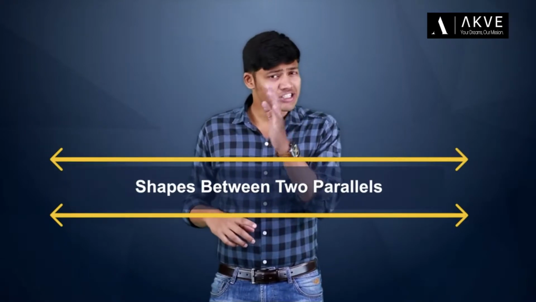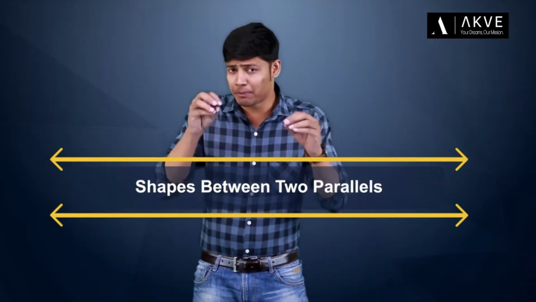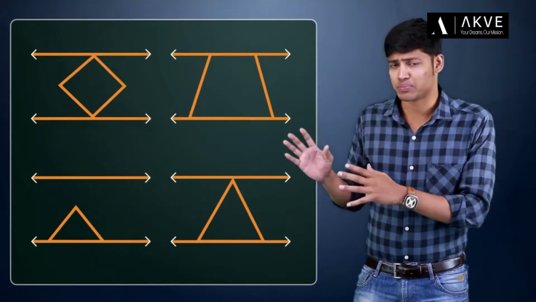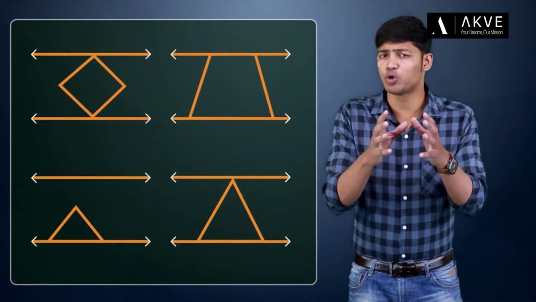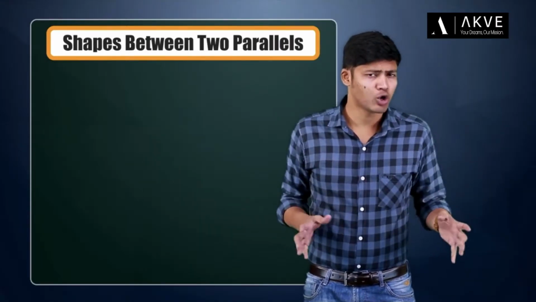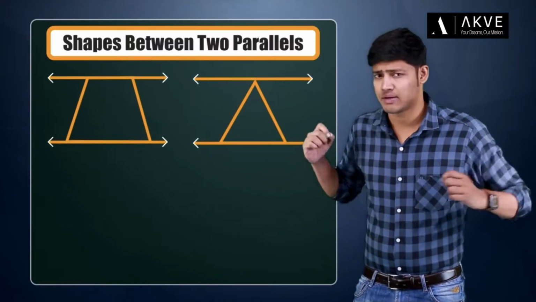In this video, we will be talking about shapes between two parallel lines. The statement "shapes between two parallels" can be quite vague, as we can have any shape between any two parallel lines. Here are some examples of the shapes between two parallels. However, shapes between two parallels refers to something quite specific. It talks about shapes like these.